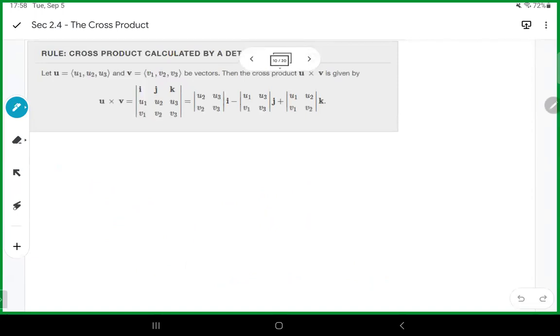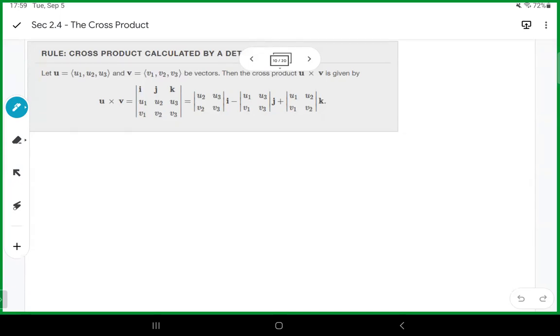Okay. So the next thing we're going to work on is we're given U and V as basically skeleton vectors. So it says then the cross product for U cross V is given by the following. Okay, I understand what they're doing. So this is not a problem.